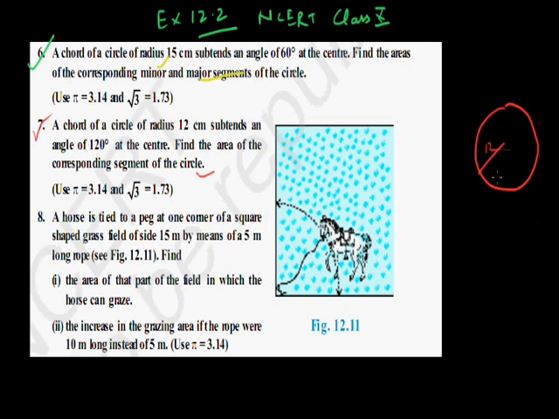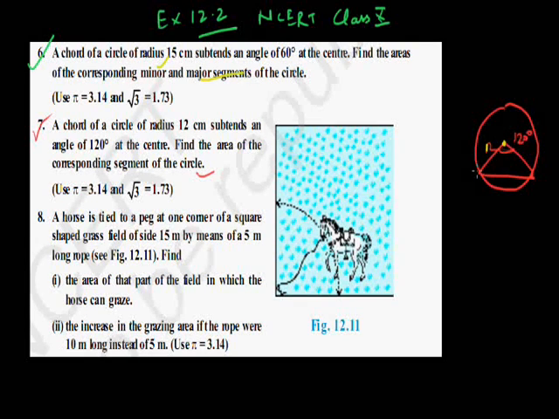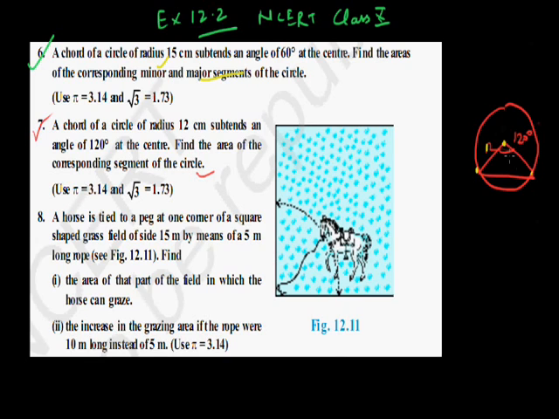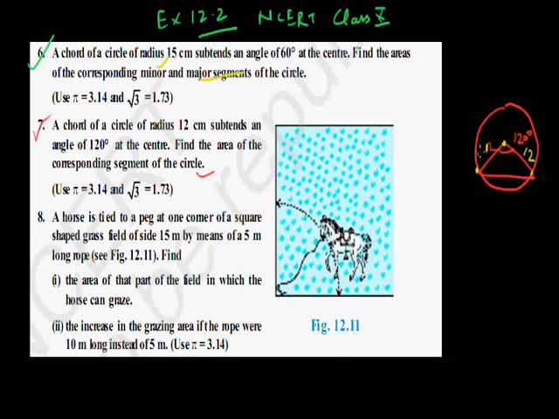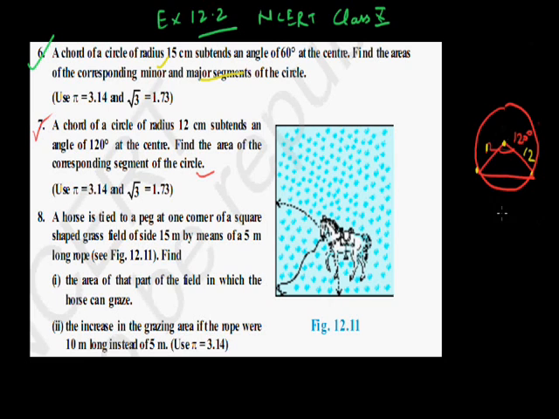And the chord subtends an angle of 120 degrees at the center. Let's draw the 120 degrees and this chord. The angle given is 120 degrees. This is 12. Obviously this is the radius because this is the center of the circle and this point is on the circle, and this is also on the circle, therefore this is also a radius. So the radius here is 12 and 12. And now we know that again this is an isosceles triangle because the two sides are equal.